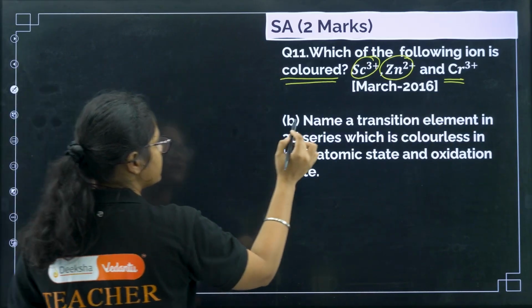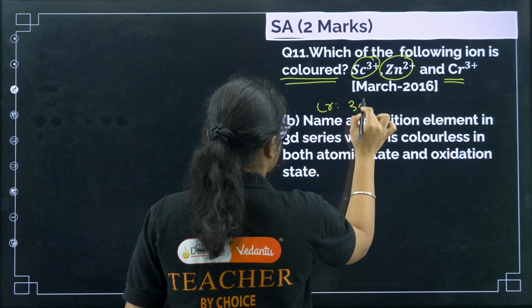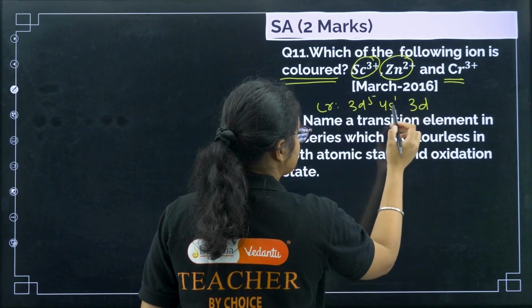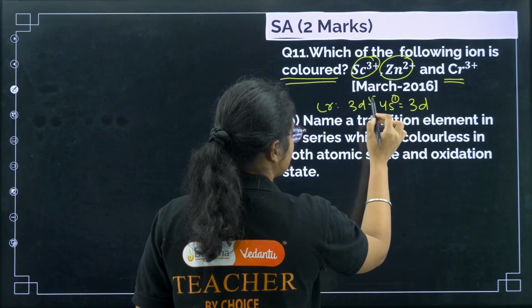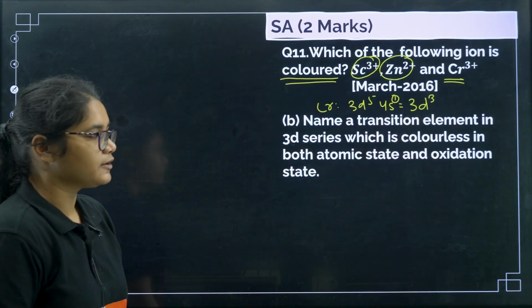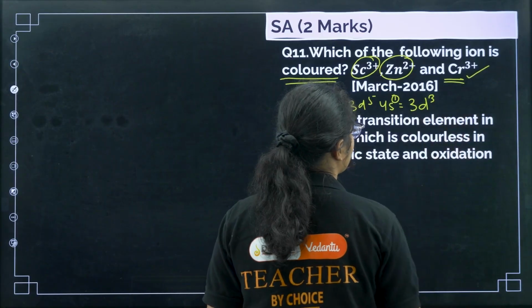The electronic configuration of chromium is 3d5 4s1. Then for chromium 3+, one electron is removed from here and two electrons from here, so I get 3d3, which has 3 unpaired electrons. That is why this compound will be colored.